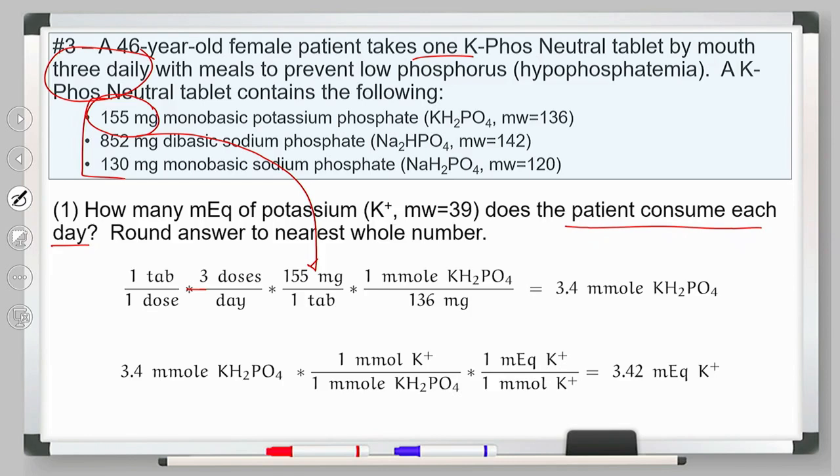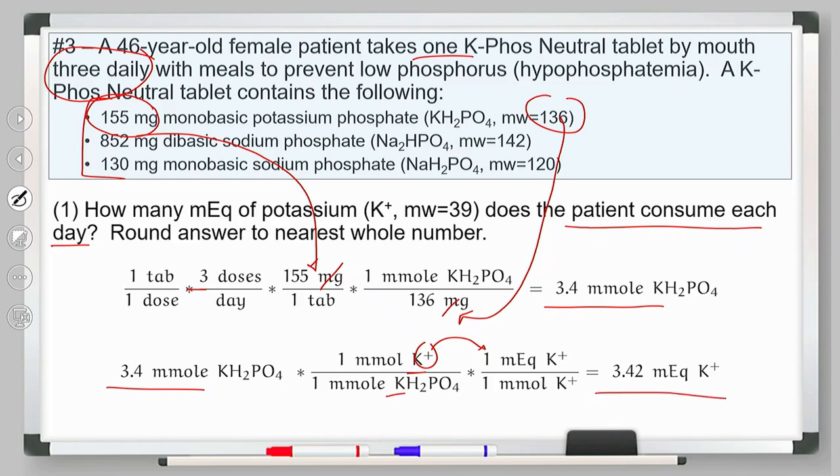To convert milligrams to millimoles, I have to take the molecular weight. So there's the molecular weight, and if I go through that far, I would get the 3.4 millimoles of the monobasic. All right, so restarting with that, I want to get to milliequivalents. There is 1 potassium for every 1 monobasic potassium phosphate, so it's 1-to-1 there. Then to convert from millimoles of potassium to milliequivalents, I look at the valence. It's a plus 1, so it's a 1. So 1 to 1 gives me 3.42 milliequivalents of potassium.